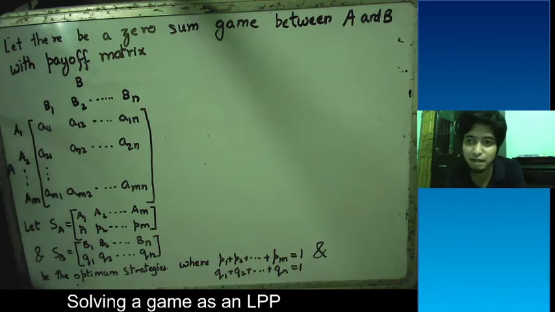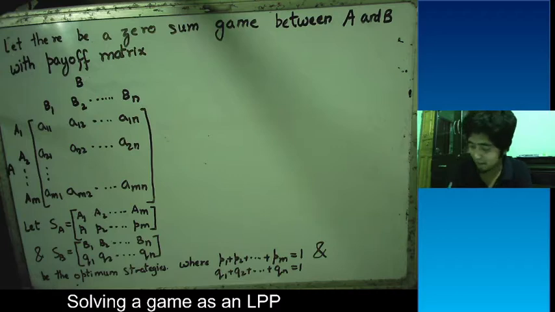But this method that we are going to learn will be applicable for all the types of games that we will be having. Okay, so let us just go ahead with it. We will try to convert the problem of a game into an LPP. So let there be a zero-sum game between A and B with the payoff matrix as on the board.